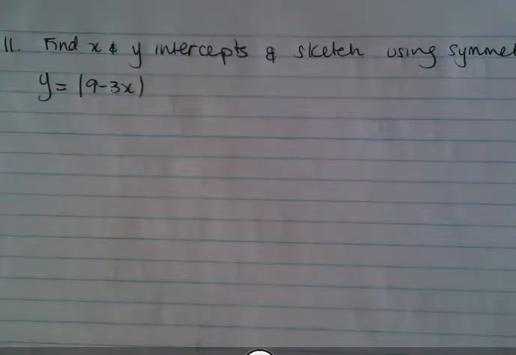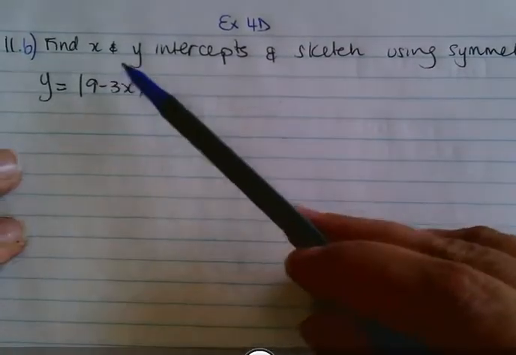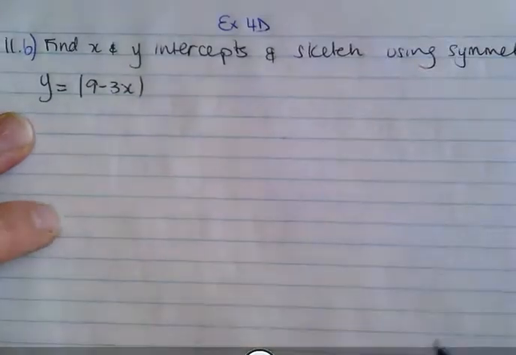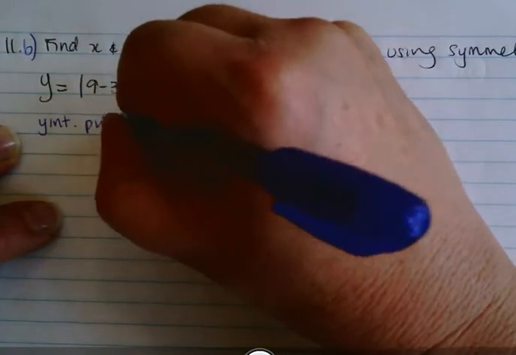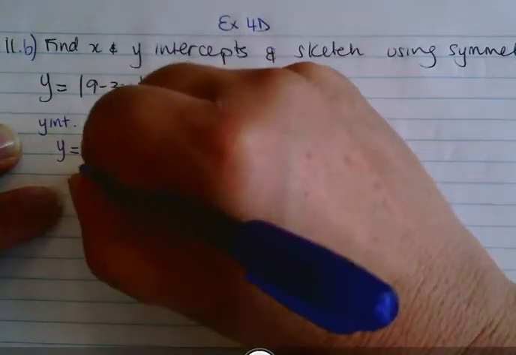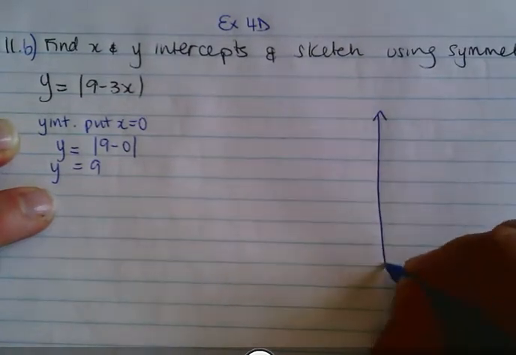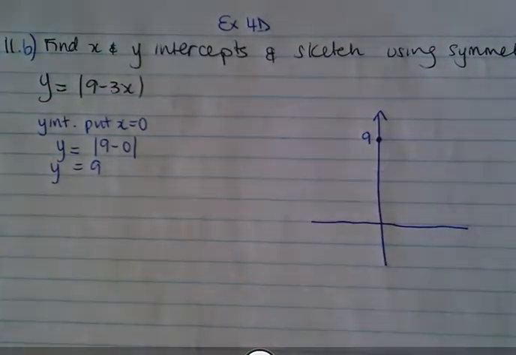Okay, just looking at question 11b from exercise 4D, absolute value functions. Find the x and y intercepts and sketch the following absolute value function using symmetry. So remember, to find the y-intercept, we sub x is 0, so we get y equals the absolute value of 9 minus 3 times 0, which is 9 minus 0. So it's the absolute value of 9, which is 9. So far, we know that our absolute value function passes through 9. So when x is 0, y is 9.